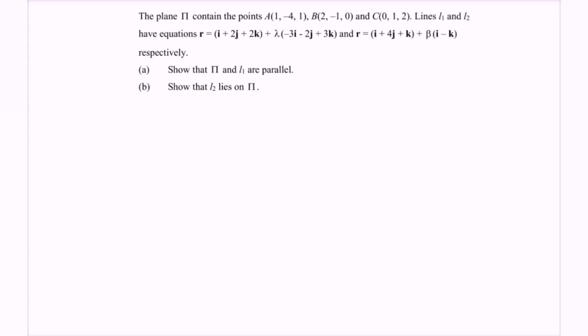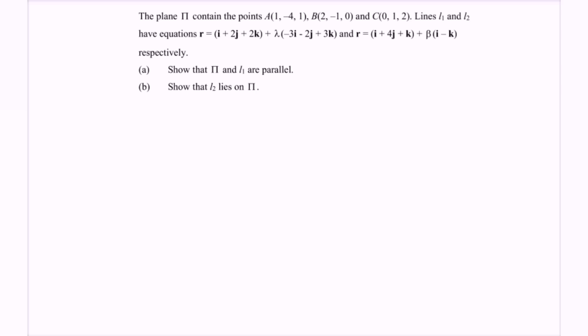Hello everyone, in this video I'm going to discuss the example for vector. So kindly refer to the question. The plane pi contains the points A, B, C. Next, we have the lines L1 and L2 with the equations stated in the question respectively. Show that plane pi and L1 are parallel.